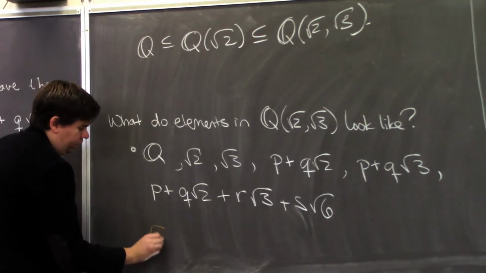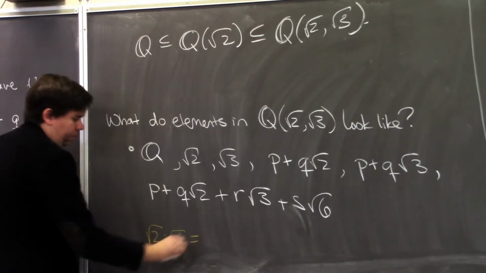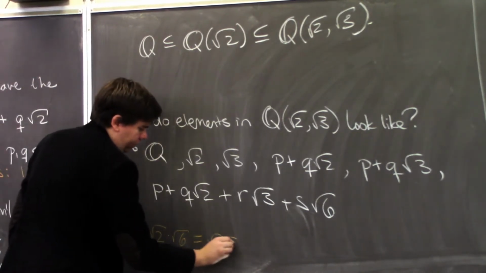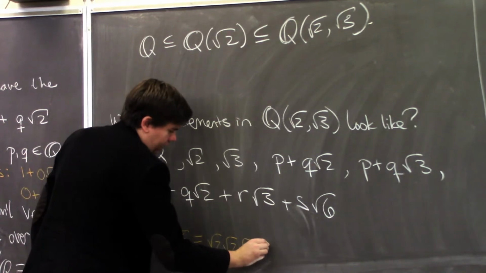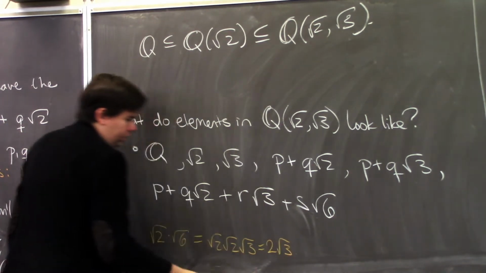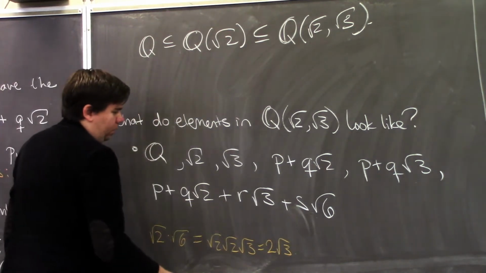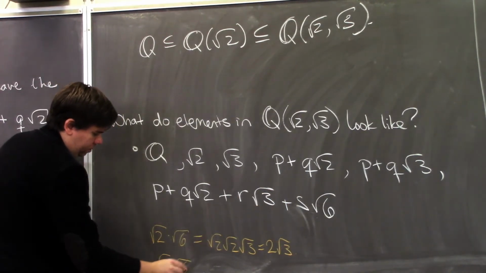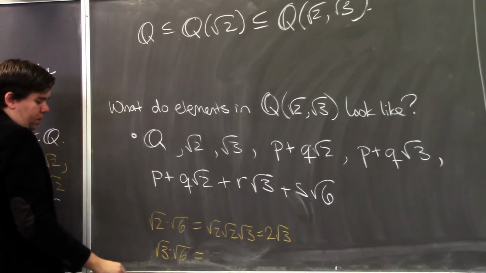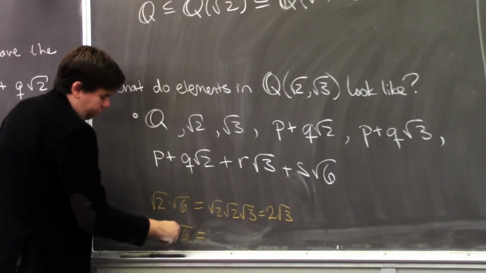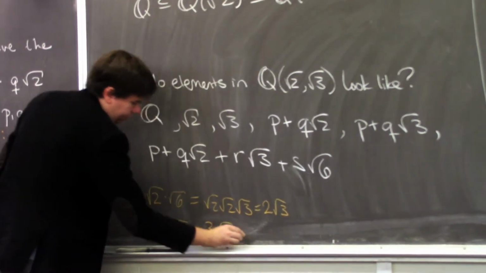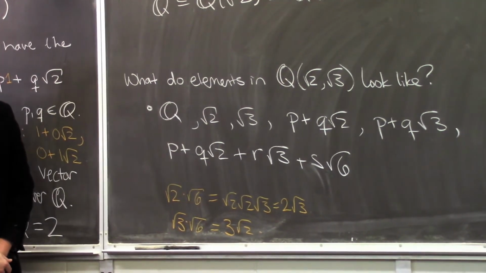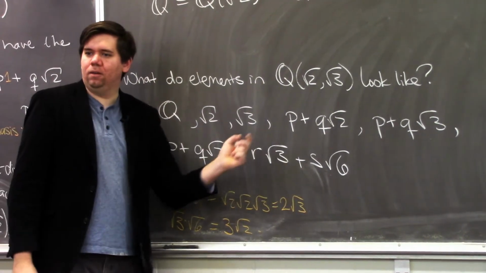Yeah, if you just do square root of 2 times square root of 6, what does that give you? It's the square root of 2 times the square root of 2 times the square root of 3. So that's just 2 square roots of 3. So okay, that's nothing new. And similarly, if you do square root of 3 times the square root of 6, what do you get out? Well, that's just going to be 3 times the square root of 2. So that seems like that's everything.